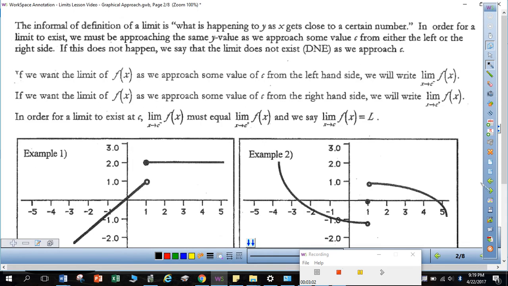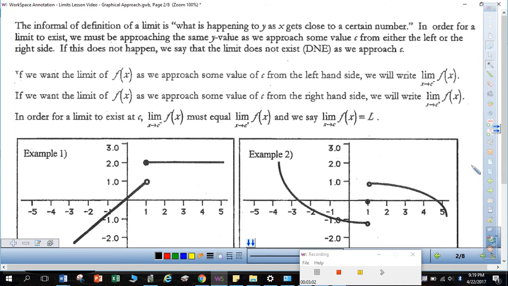The informal definition of a limit is what is happening to y as x gets close to a certain number. In the last problem, we saw as x got closer to 2, what was happening to the y values is that they were getting closer to 12 on both sides. In order for the limit to exist, we must be approaching the same y value as we approach some value c from either the left or the right side. If this does not happen, we say the limit does not exist as we approach c.